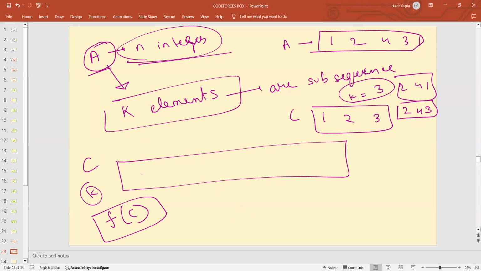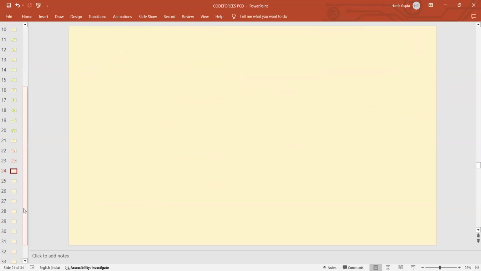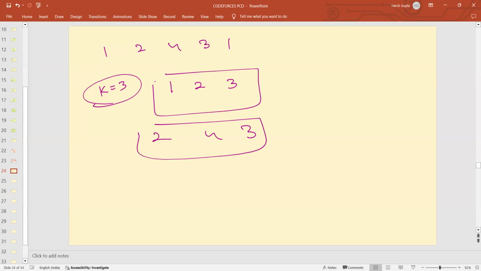So this f of C contains k elements. The question is: what is the maximum value of f of C that you can get? For example, suppose the numbers were 1, 2, 4, 3, 1, and I give you the value of k as 3. What are the possible subsequences that you can select? You can select 1, 2, 3, you can select 2, 4, 3, and these are some of the possible subsequences.